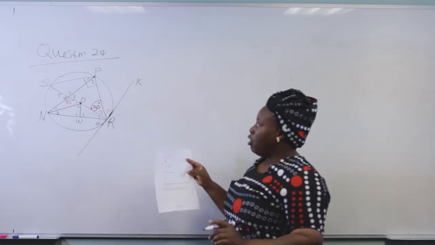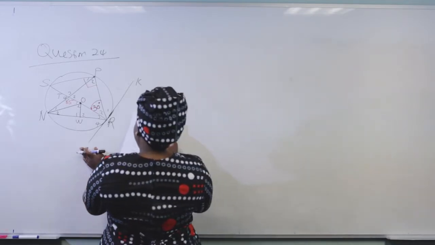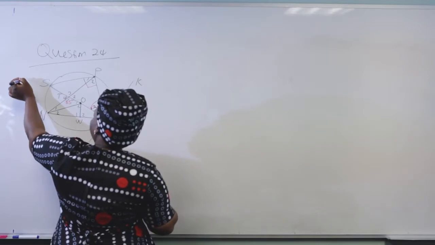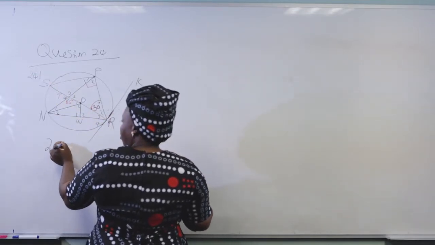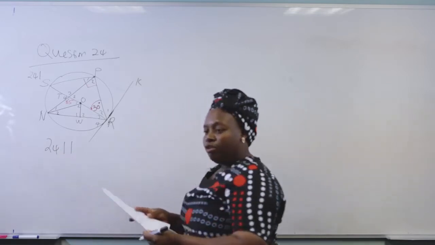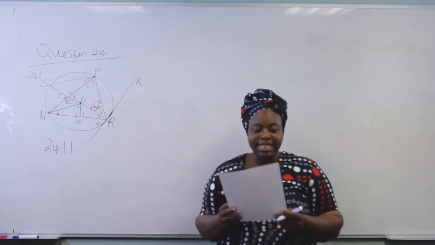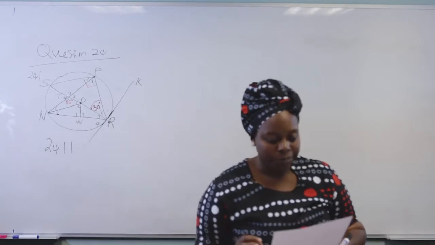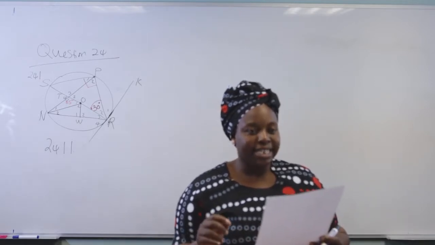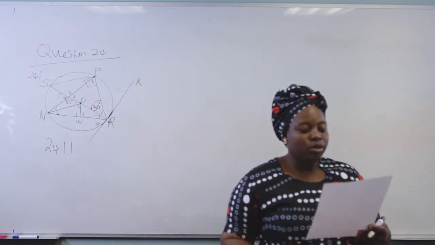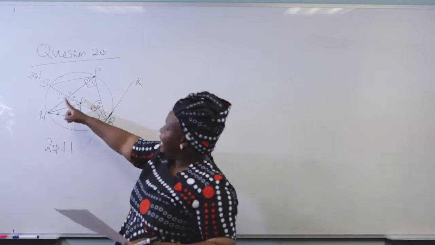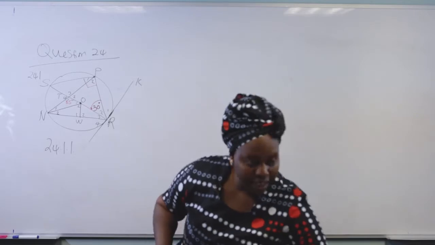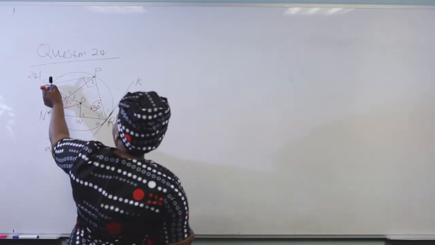Question 24.1.1. Remember, this is our question number 24.1. Question 24.1.1 says, what is the angle S? In other words, determine, stating reason, the size of angle S. Folks, can you see that angle S is this angle that we are looking for there? This is our angle S here. We are looking for it.